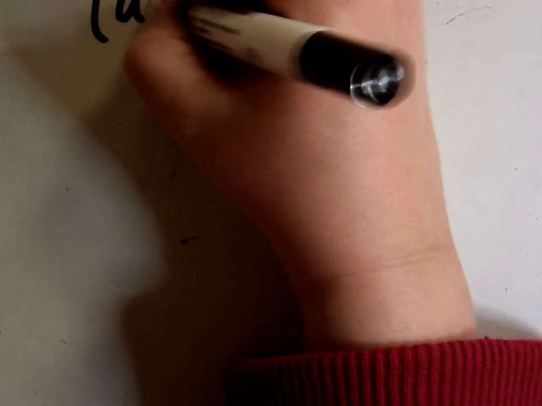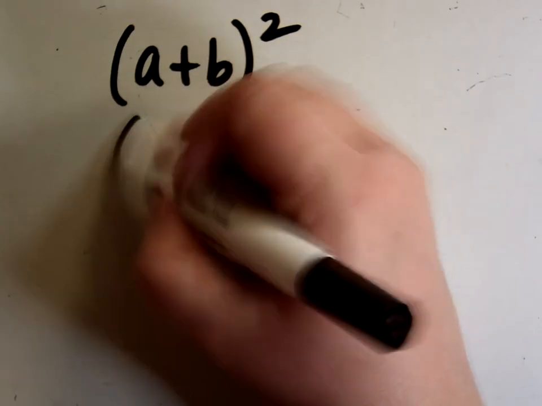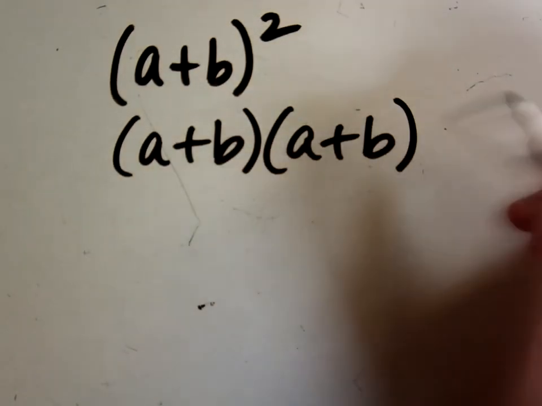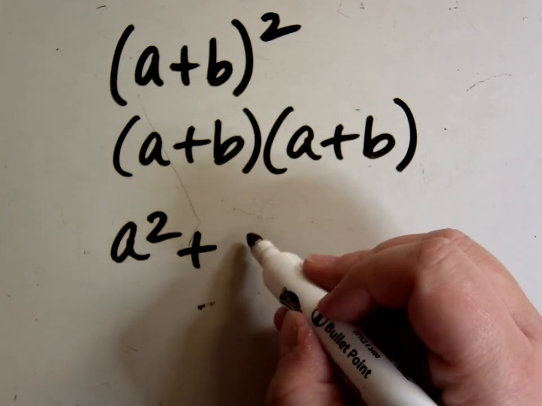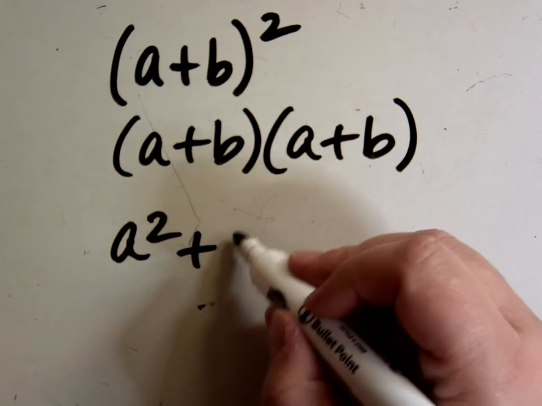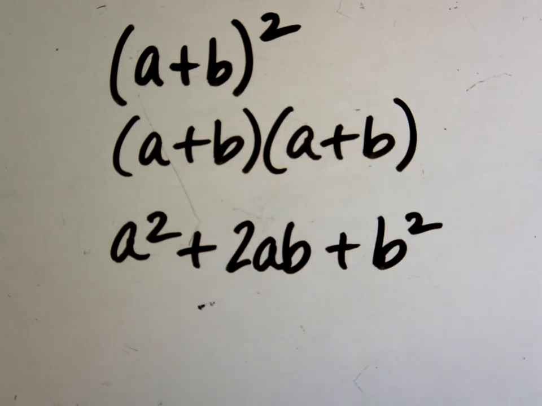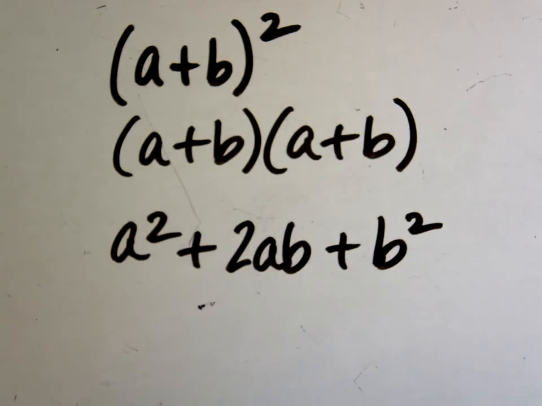Or if I do it in generic terms, I get a squared plus ab plus ba, which is the same thing. So I get a squared plus 2ab plus b squared. This is the pattern anytime I square a binomial, which gives me a perfect square trinomial.